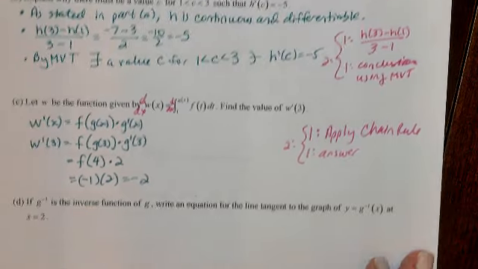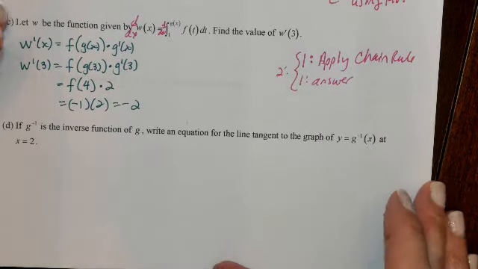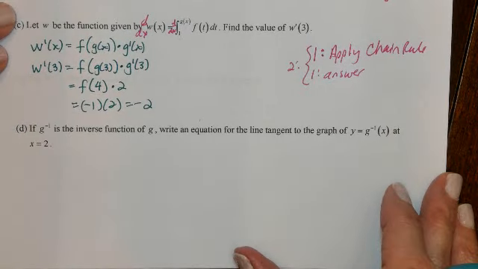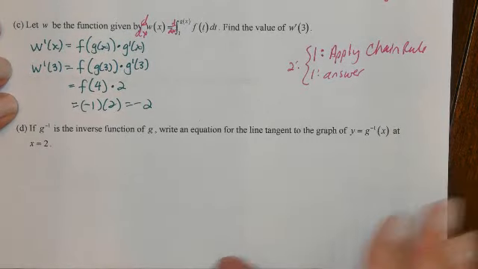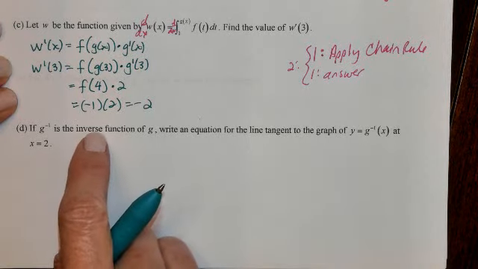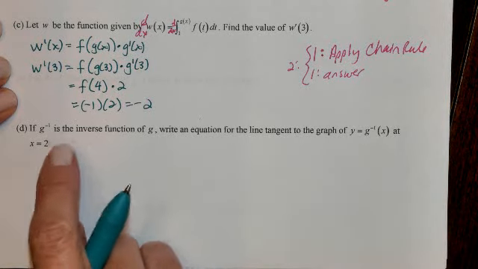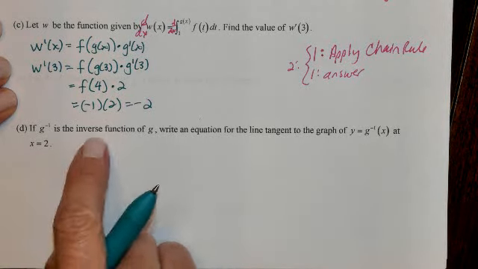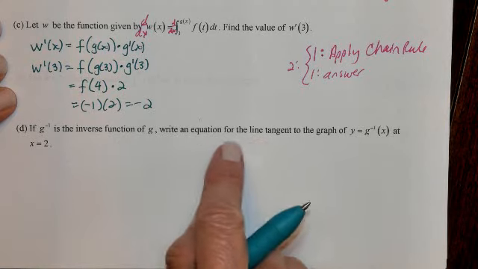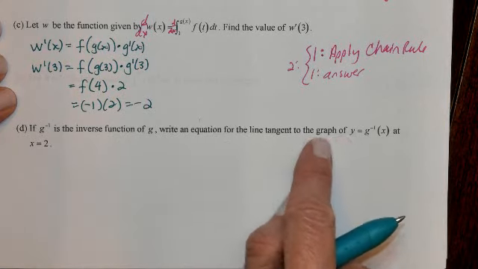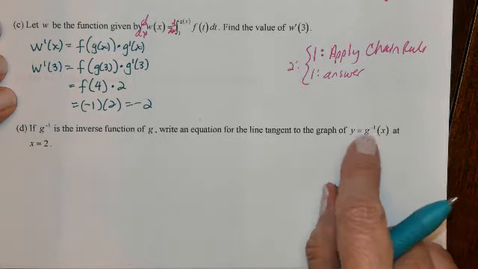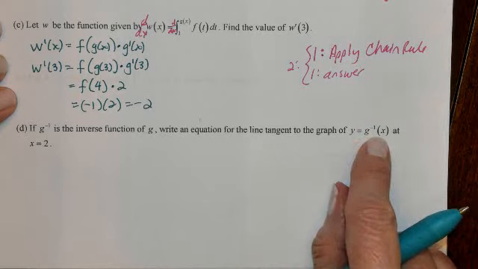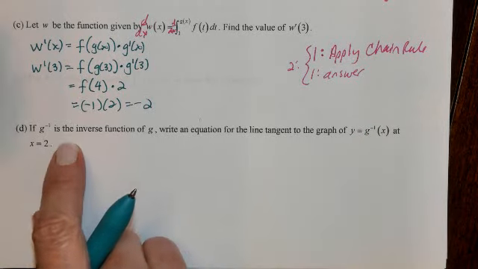Okay, part D. Part D is kind of why I gave this problem to you. Well, the whole thing is good though. The whole thing is good, but we haven't talked about inverse functions for a while. So they give us that G inverse is the inverse function of G. Write an equation for the line tangent to the graph of y equals G inverse at x equals 2.